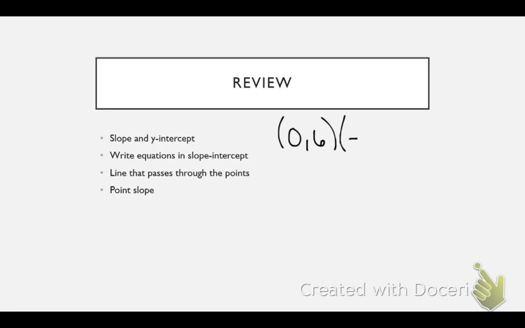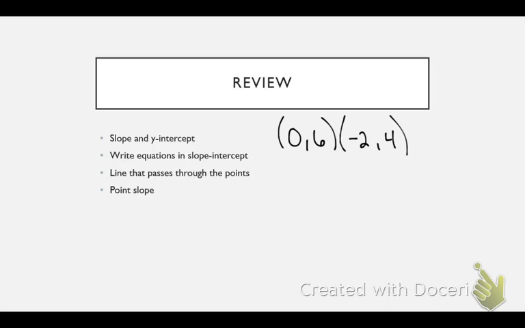Write the equation of the line that passes through these two points. Before I give you any other hints, I want to see who remembers. It's been a couple weeks. Write it down on your paper. Go ahead and try to write your equation. Again, you're getting this equation in y equals mx plus b form.